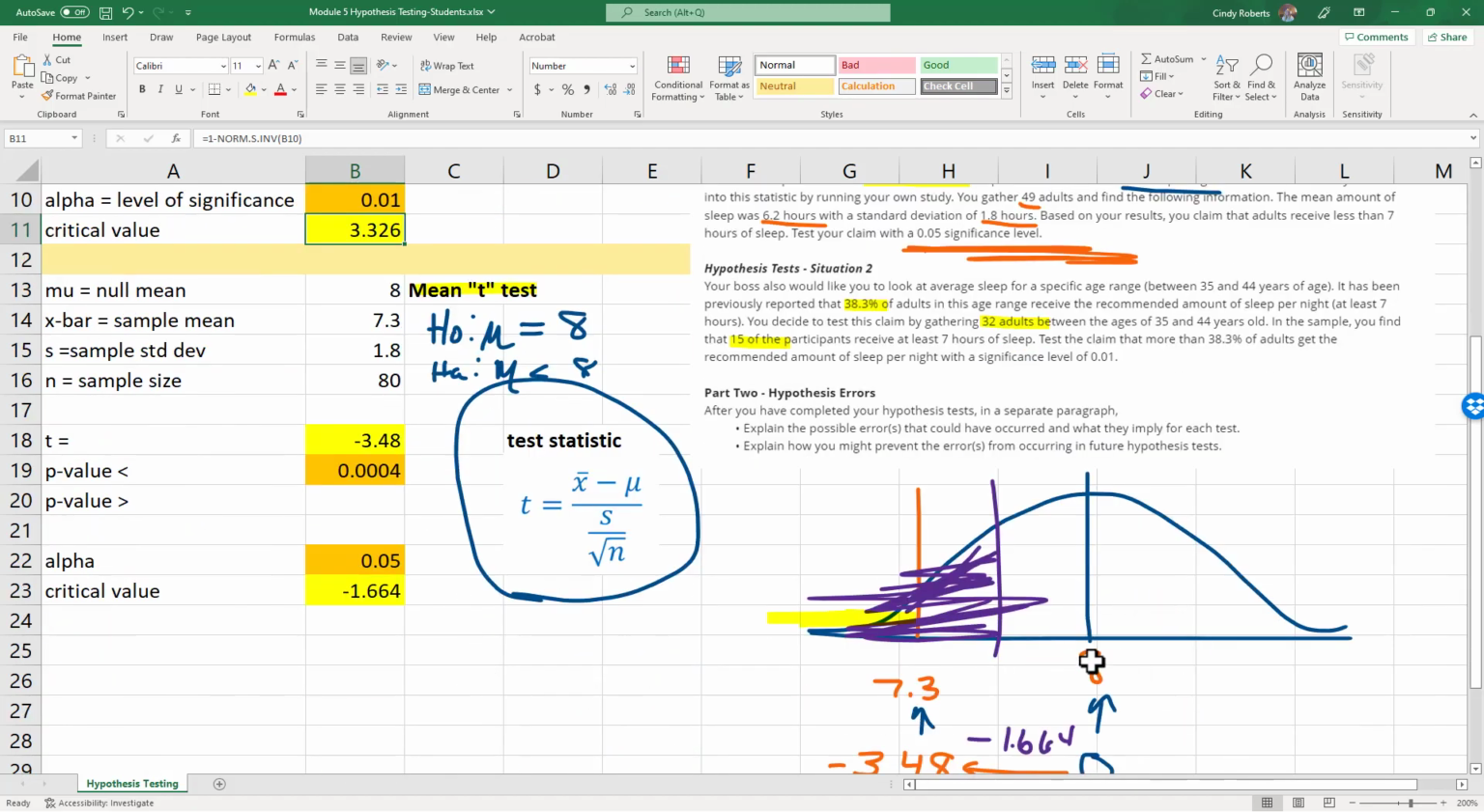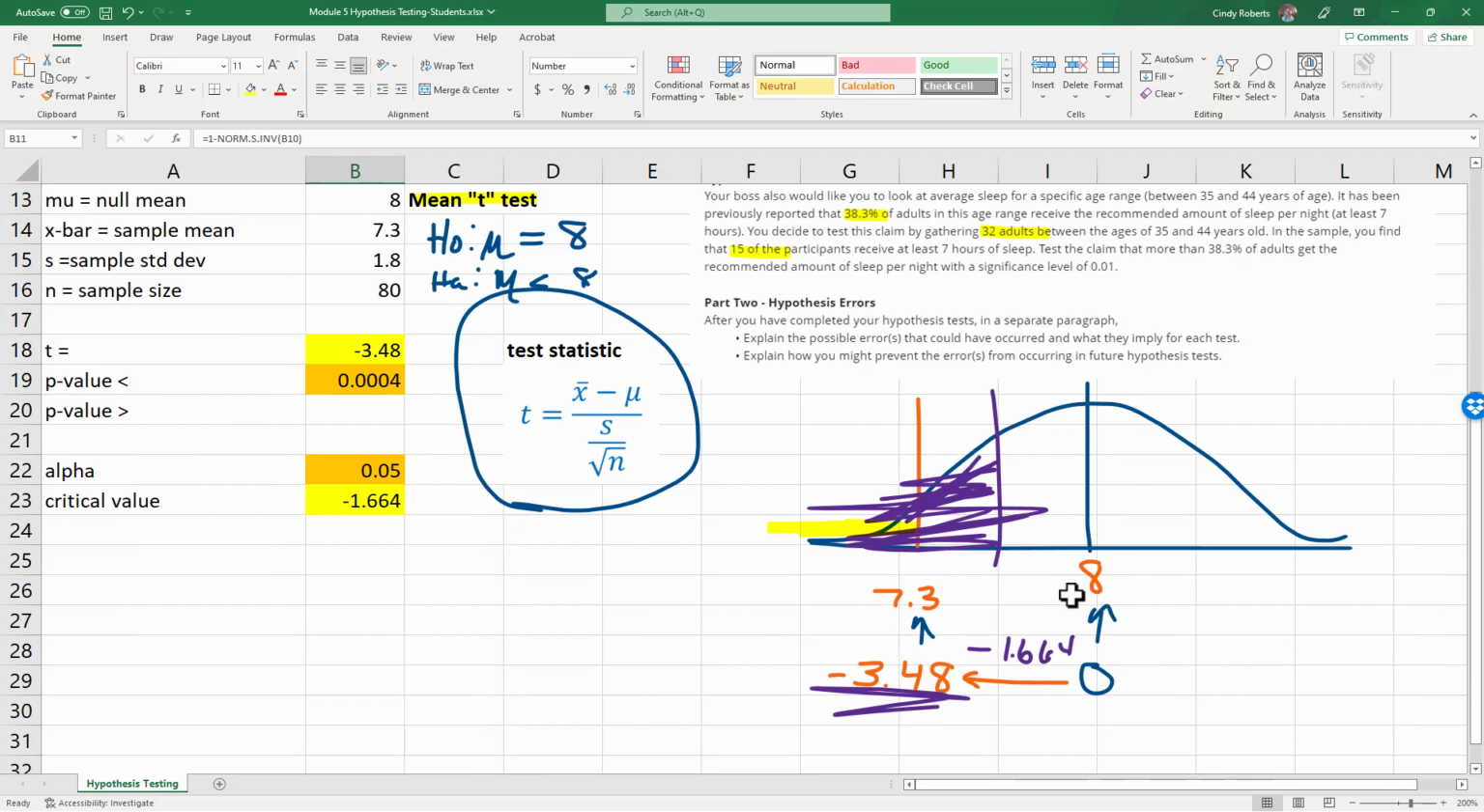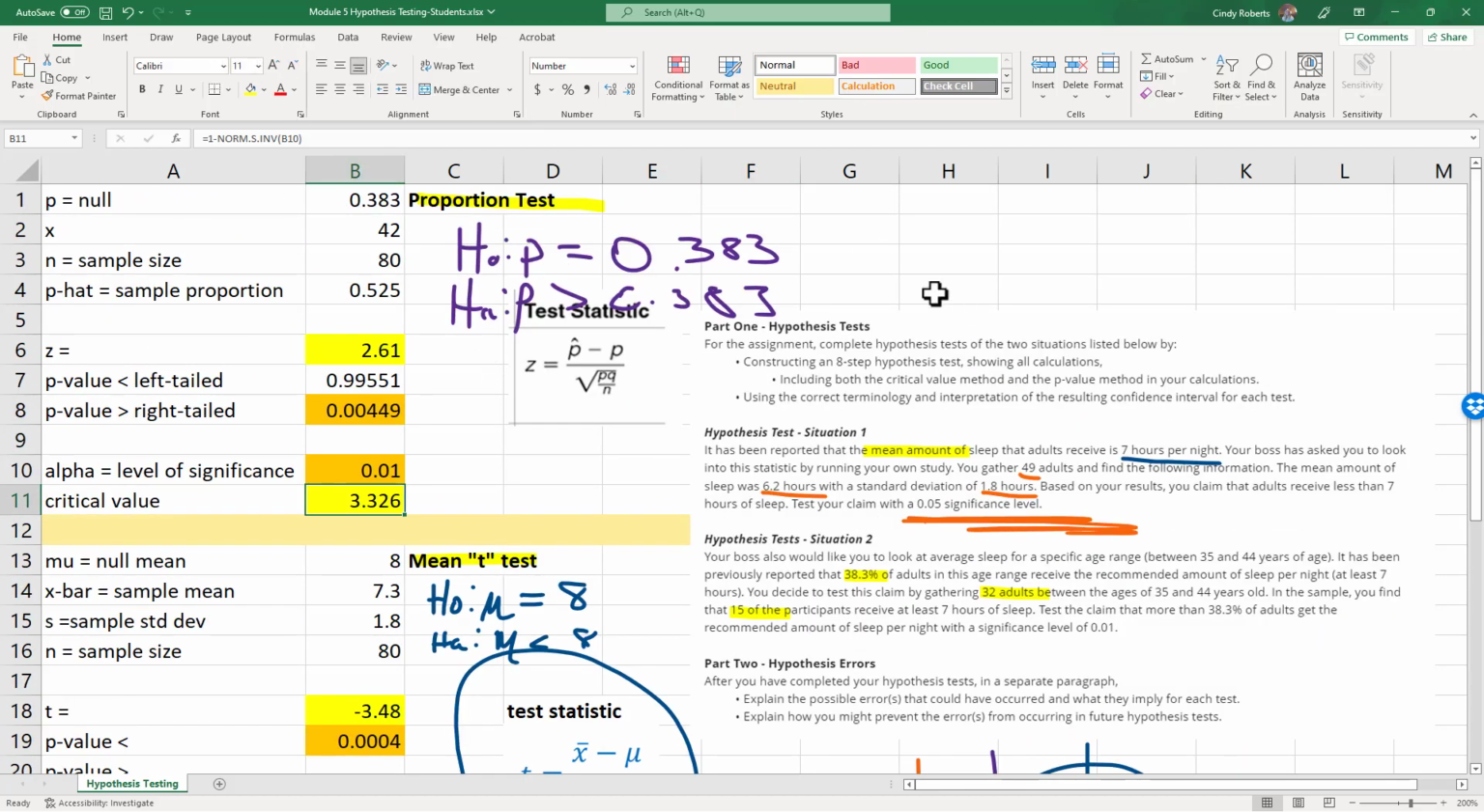And again, I think the best way is to draw this out as a picture. You can do the same thing up here. You can draw this out. Right down the middle is the 0.383. I want to see if this proportion, based off of this, the 0.525 is way higher than that value. And you can play around with these values because now that you have these formulas in here, all I have to do is change these numbers.